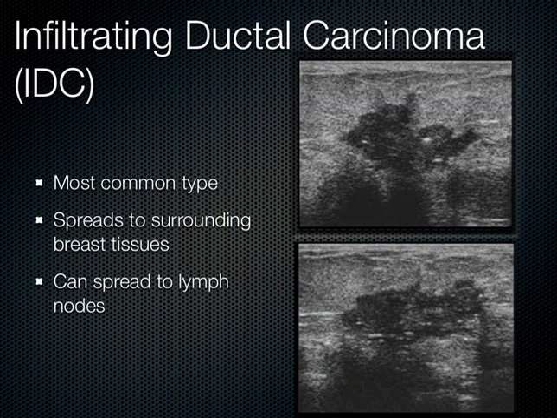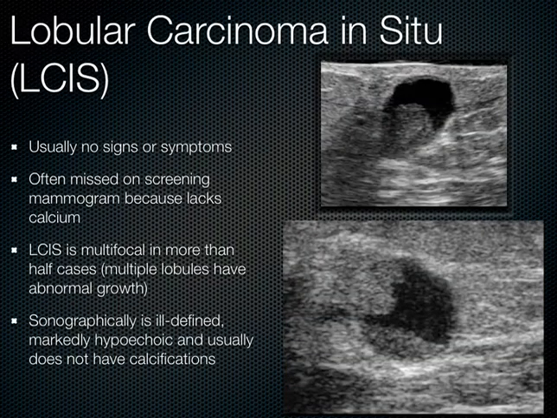Now, infiltrating ductal carcinoma is when it infiltrates and therefore spreads to the surrounding breast tissues, and can even spread down into the lymph nodes. And it has these irregular borders like this, and this is sort of how it appears. Still, it's ductal.